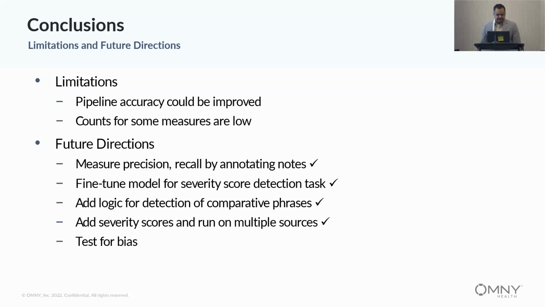We also want to add severity scores and run them on multiple sources, and we've done a lot of these things. We're just in the process of seeing how accurate the results are. And we also want to test for bias. That's an important thing to keep in mind with any natural language processing model: making sure that our results are not biased towards any demographic groups or severity groups.